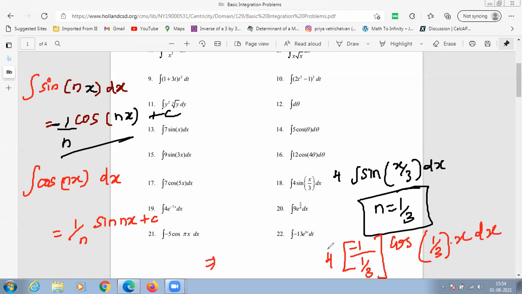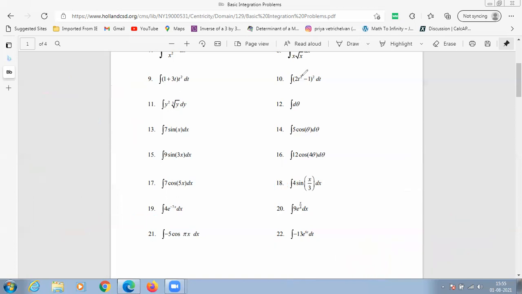Which can be further simplified into minus 3 into 4, which is nothing but 12. It's minus 12 cos x by 3 plus c. That is the result for this. 1 by 3 into x can be written as x by 3.